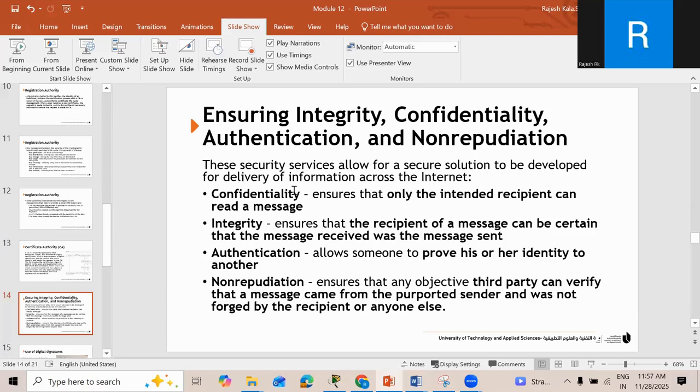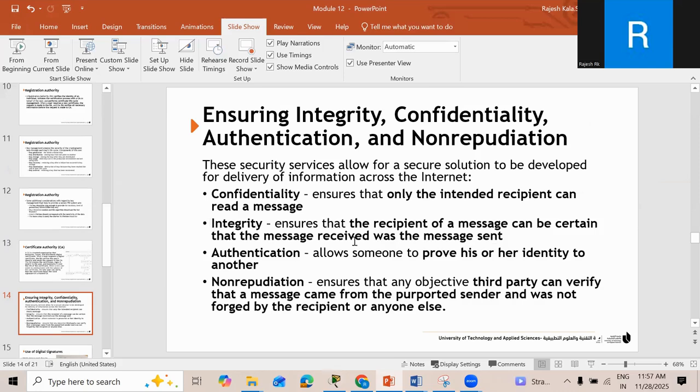Integrity: the recipient of a message can be certain that the message received was the message sent. If I'm sending a message to Mr. Hari, Hari should be able to make sure that the message is not modified by anyone. Whenever the message is sent from Rajesh to Hari, it should not be modified by anyone. For that, I need integrity. How do we maintain integrity? We need to have a digital signature.